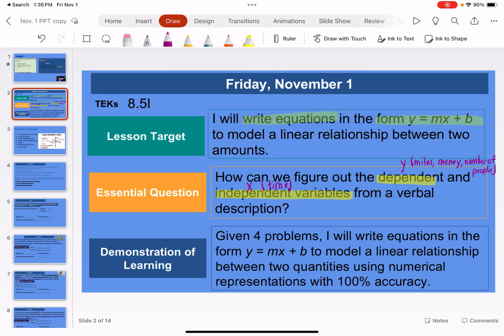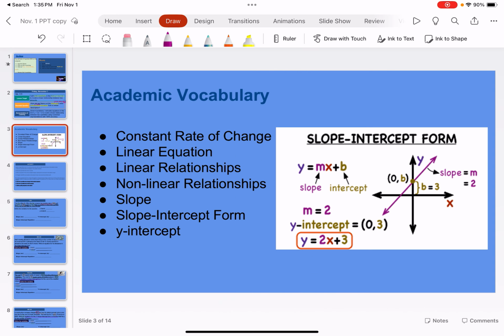Okay, so now we're going to go over our vocabulary. So our first word is constant rate of change. So our constant rate of change is actually the same thing as our slope. So that's just another word that can be used interchangeably with slope, right? So we have slope, rate of change, constant of proportionality, constant of variation that we've learned so far, as well as unit rate. Those are all the same things. So of course, m represents our slope in our non-proportional relationship.